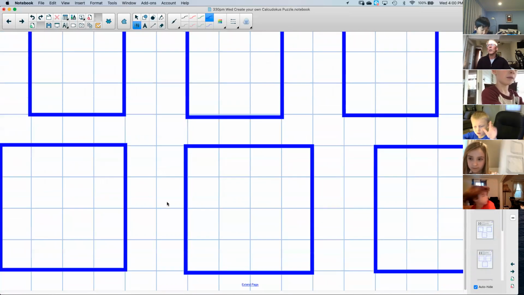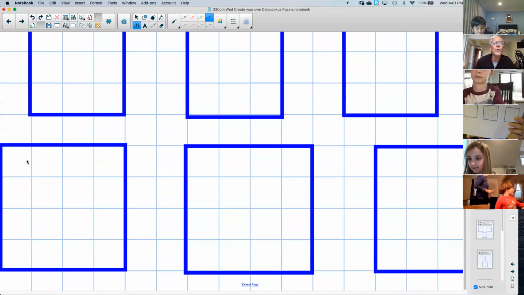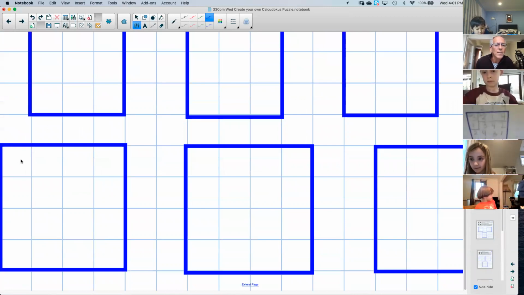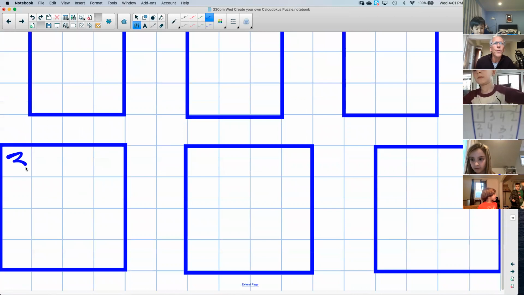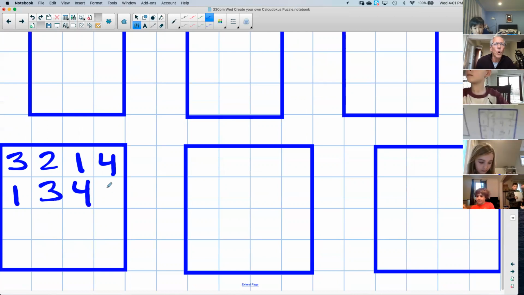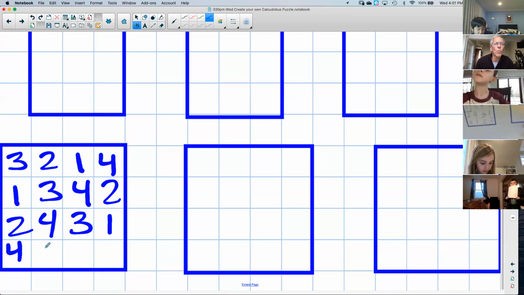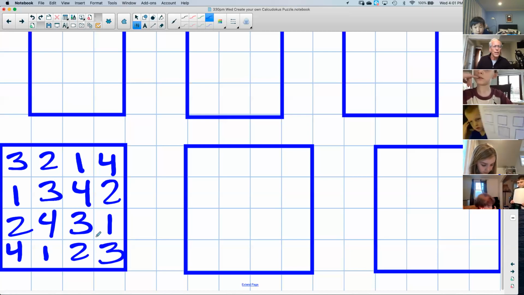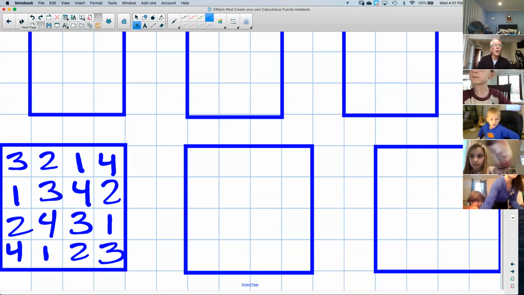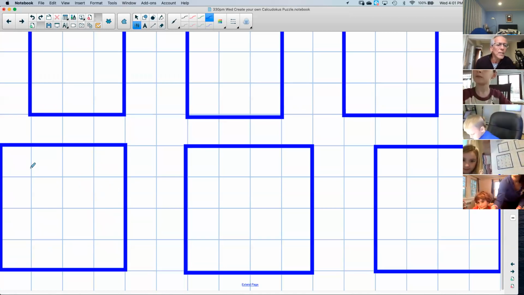Okay, Brennan. And you got to hold it a little closer to the camera and keep it nice and steady. So I see a 3, 2, 1, 4; 1, 3, 4, 2; 2, 4, 3, 1; 4, 1, 2, 3, and you also nailed it. Does anybody else want to share theirs? Go ahead, Sabrina. And hold it nice and steady.